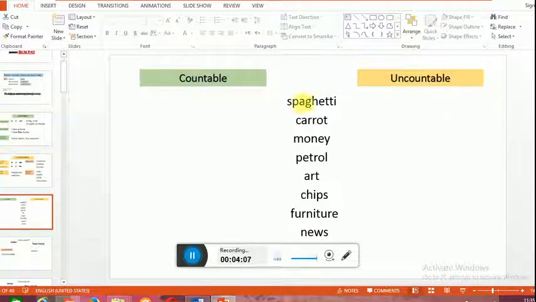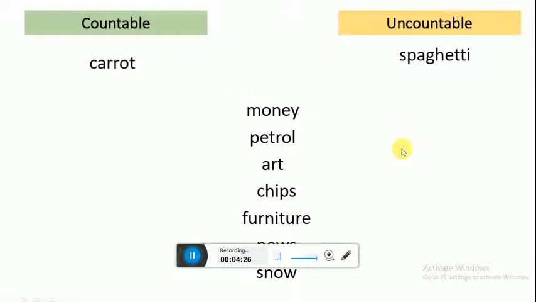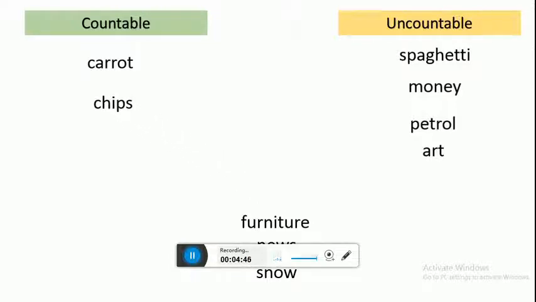Okay. So what about spaghetti? Spaghetti, yeah, very good. It comes with uncountable nouns. What about carrot? Carrot, countable. Money, uncountable. Petrol. Petrol is a liquid like juice, water, and so on. It comes with uncountable nouns. Art, uncountable. Chips, countable. What about furniture? Furniture comes with uncountable nouns.